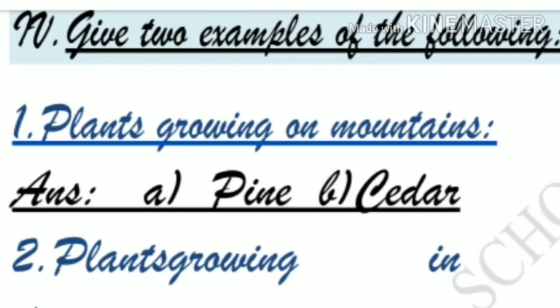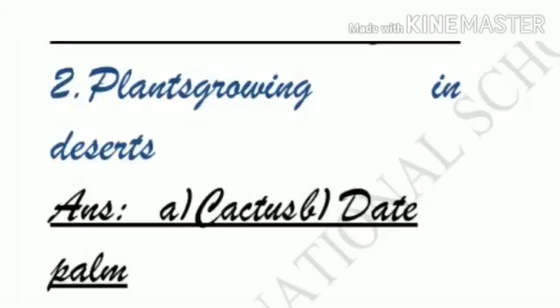2. Plants growing in desert. Example: cactus, date palm. Plants growing in deserts. Answer: cactus, date palm.